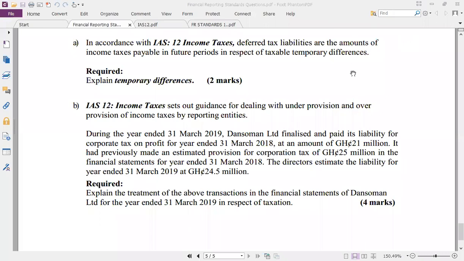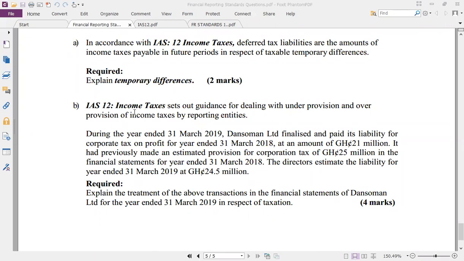Okay, great. So now let's work it together, and I hope you pause the video, or you can do it now before checking the answer. Okay, so the requirement: explain the treatment of the above transactions in the financial statement of Dansuman Limited for the year ended 31st March 2019 in respect of taxation.